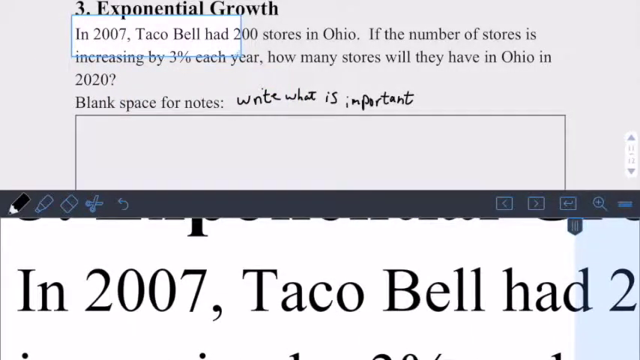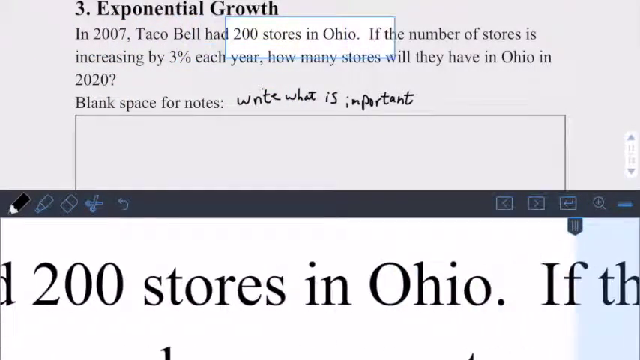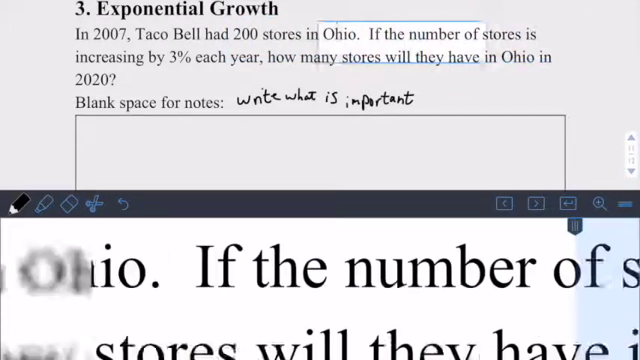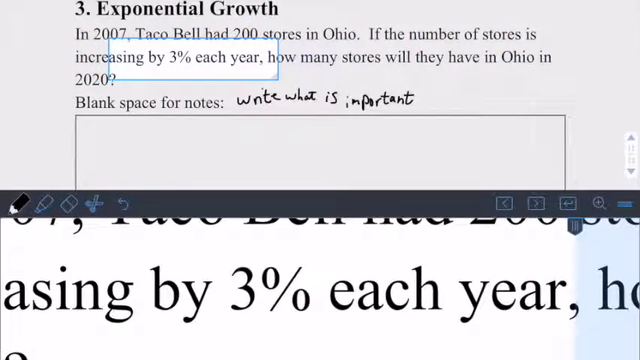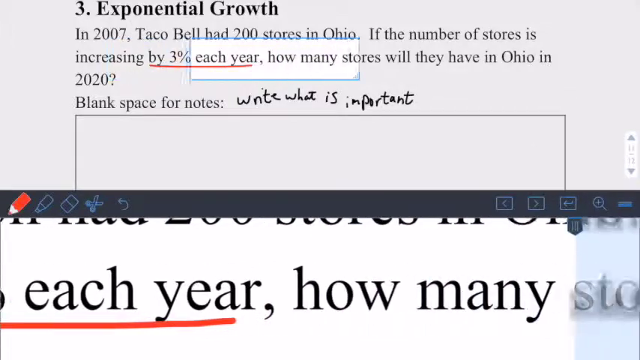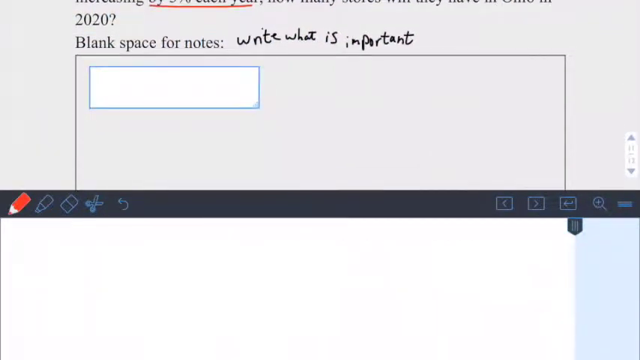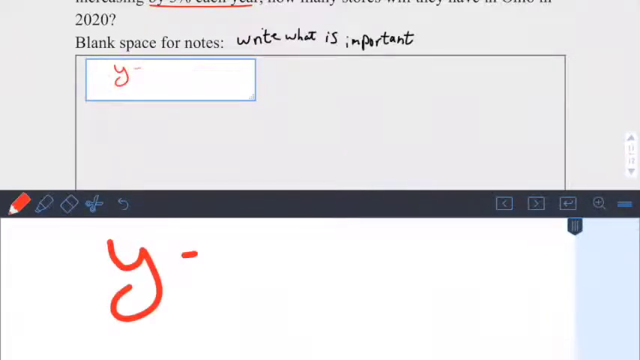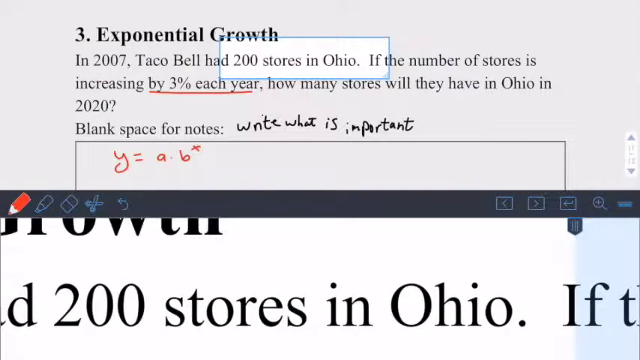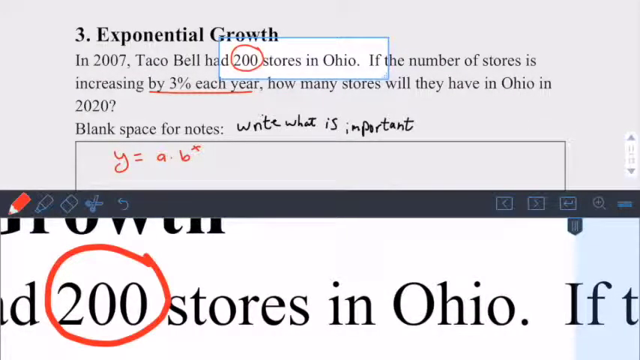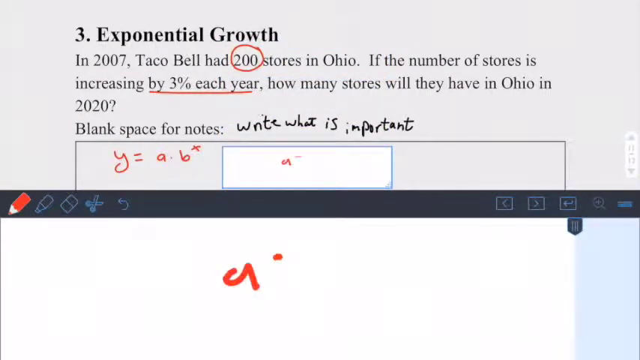So in 2007, Taco Bell had 200 stores in Ohio. The number of stores is increasing by 3% each year. How many stores will they have in Ohio in 2020? Well, remember we have our exponential growth equation, our y equals a times b to the x. We initially had 200 stores, so this is going to be our a.